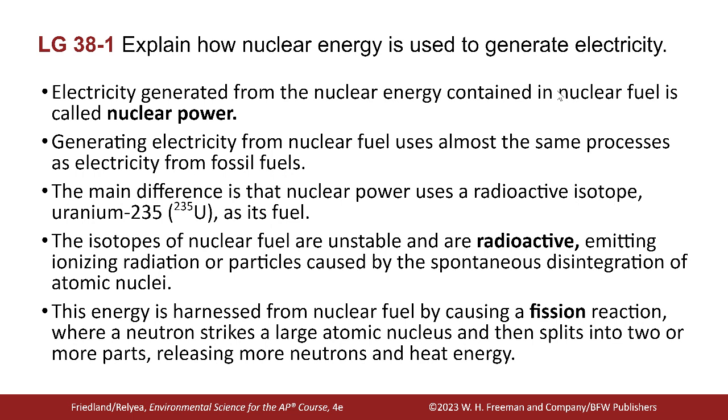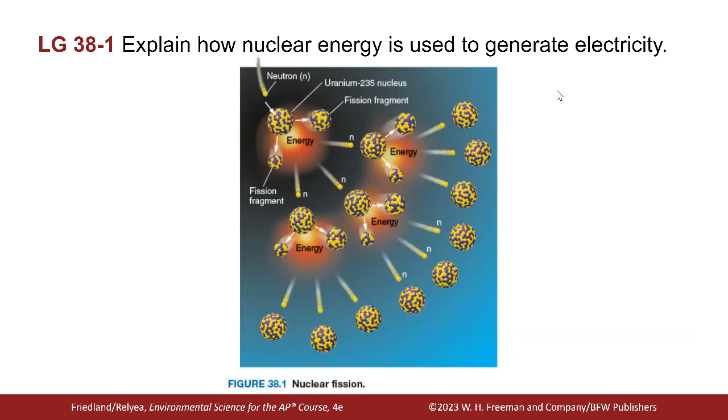Energy is harnessed from nuclear fuel by causing a fission reaction, when neutrons strike a large atomic nucleus and it splits into two or more parts, releasing more neutrons and heat and energy. Just to give you an idea of what this looks like, these are not nerd clusters, but they look a lot like them. They're forcing a neutron to hit an atom, and when it hits the atom, it splits apart in a fission reaction. Remember, fusion goes together, fission goes apart. And as it is breaking apart, it's releasing energy, and that energy is heating up the water to turn the turbine to generate the electricity.